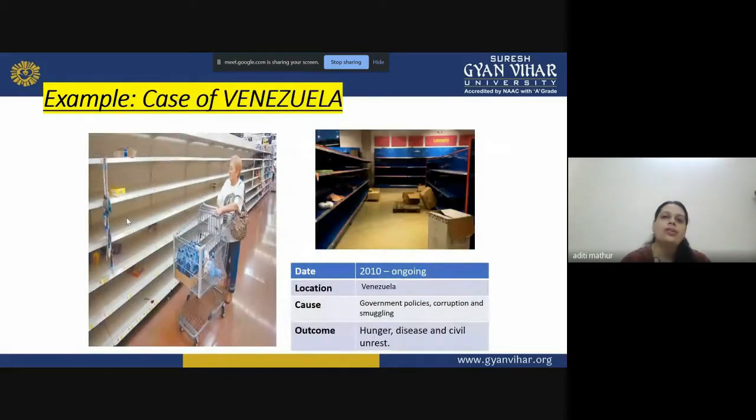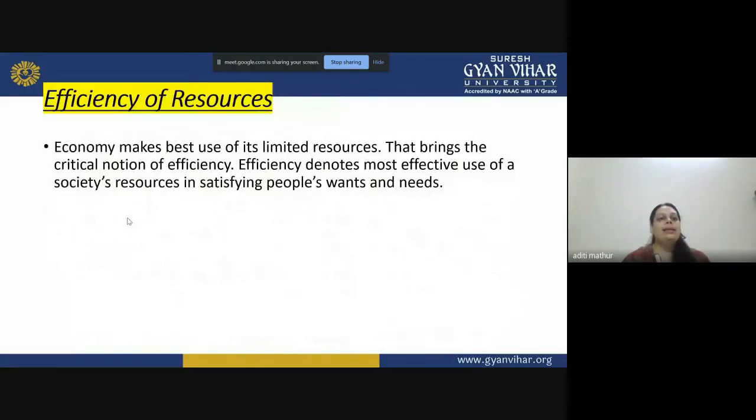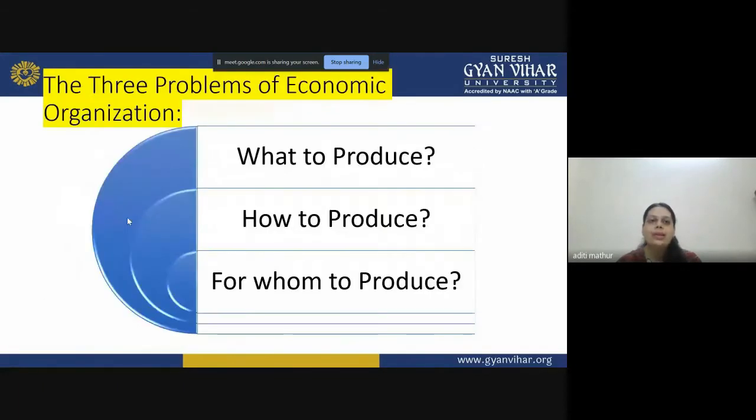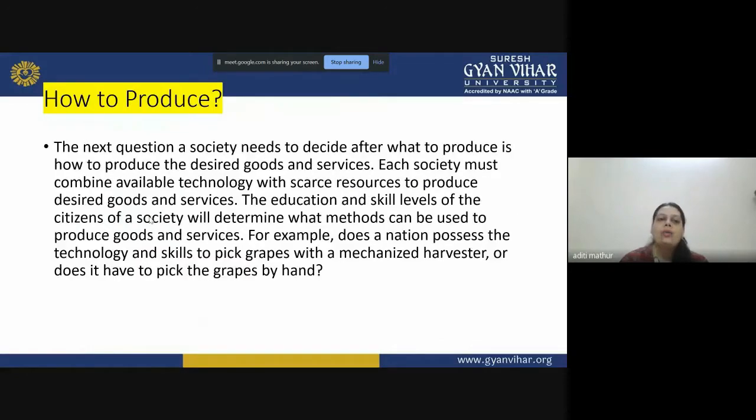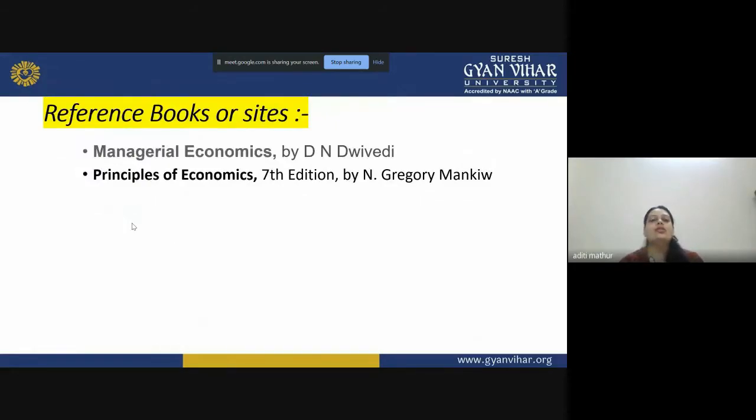Then we discussed a case of a peninsula and the case of India. Then the efficiency of resources was also discussed. With the help of an example, we understood the nitty-gritty of the concept. And then we individually understood the three problems, that is what to produce, how to produce, and for whom to produce. So for reference, I will refer these two books.